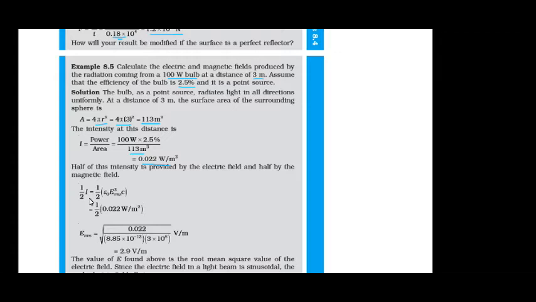So half of this intensity is equal to half of epsilon naught E RMS square C. If we want to find out the intensity due to the electric field, then we have to write half of the total intensity, which is equal to half of 0.022, which is equal to 0.011 watt per meter square. So this is the intensity due to the electric field.